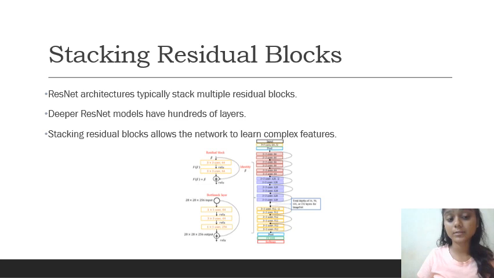Stacking the residual blocks allows the network to learn complex features. By keeping more and more residual blocks, it is going to capture greater features when compared to a smaller number of residual blocks.